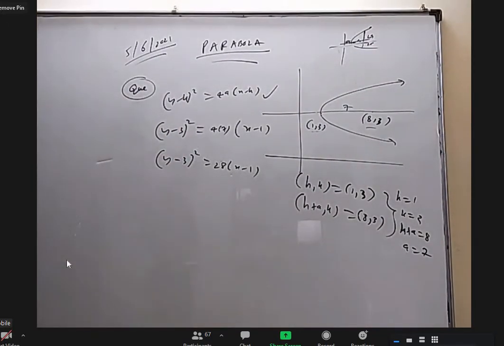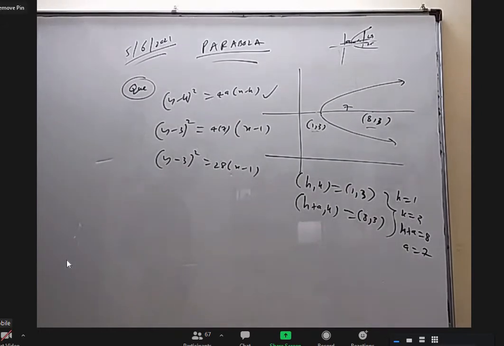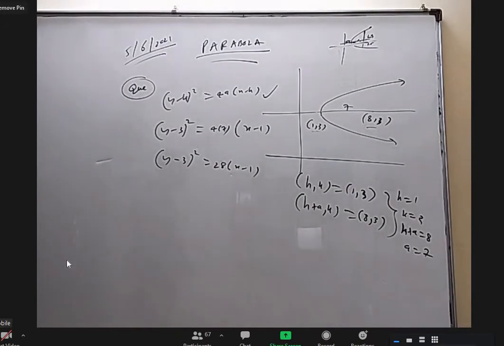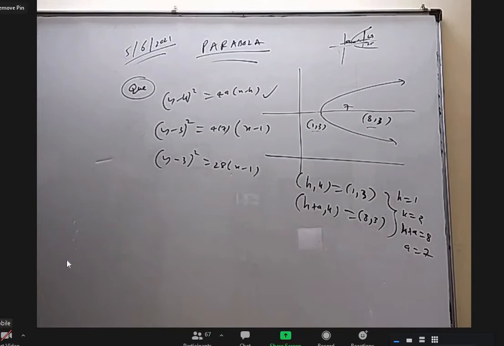Naveen, are you there in the class? What is the name? Roll number 52, Naveen? Yes, okay. You are clear about this? Yes. Okay.